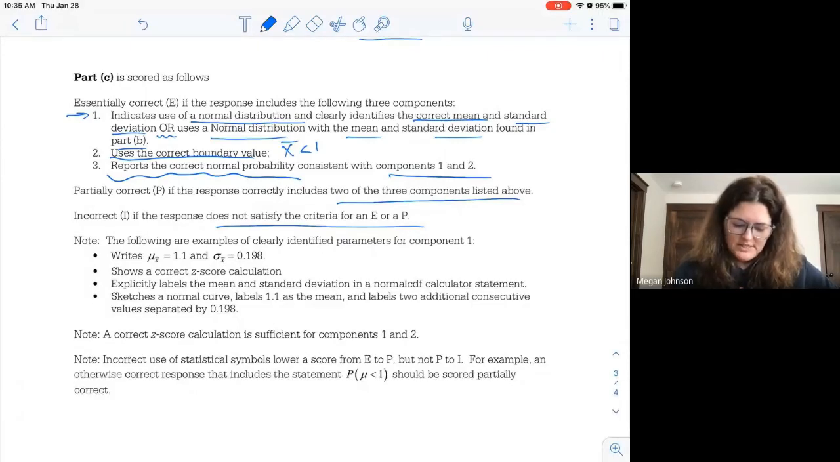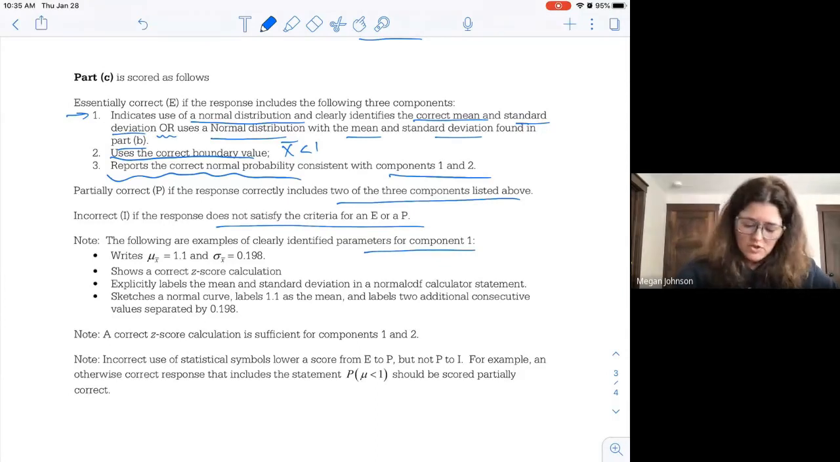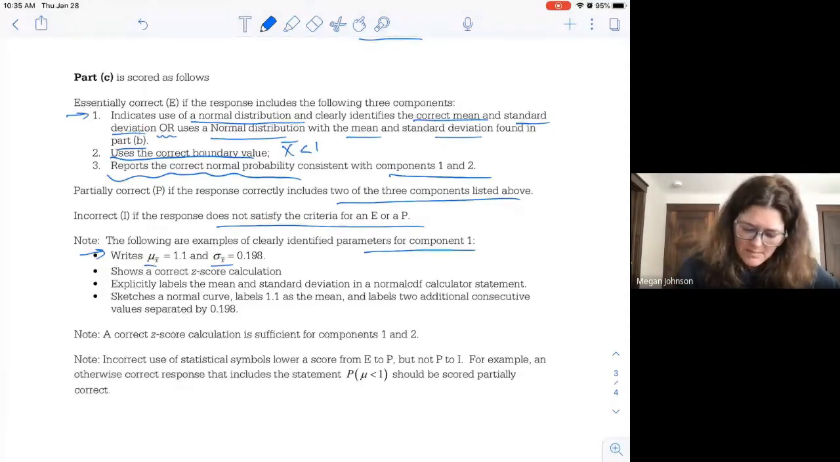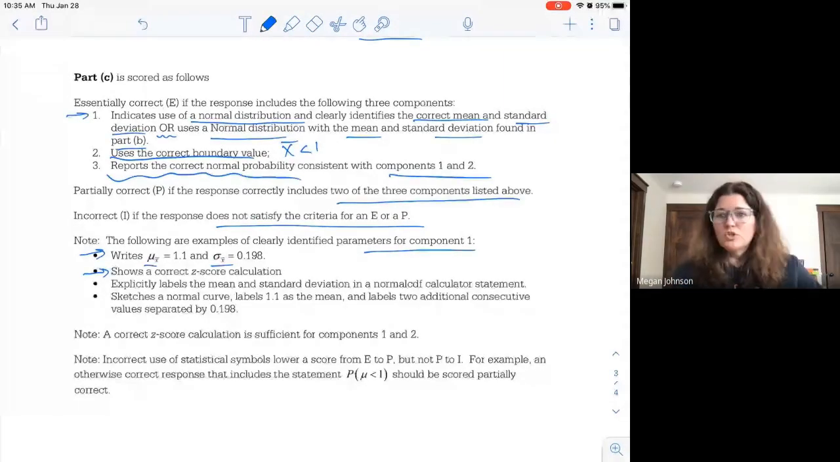So here, let's look at our notes. It says, note, the following are examples of clearly identifying parameters for component 1. So here are all the ways that you can show that this distribution is normal. You can write out the mu and standard deviation. That is enough to tell them that you're using normal distribution. That makes me nervous. I feel like they need to see more than that, but they say it's enough. Another way, showing the z-score. Z-scores are only done with normal populations or normal distributions. So if you show your z-score calculation, that means that you're assuming the distribution is normal.